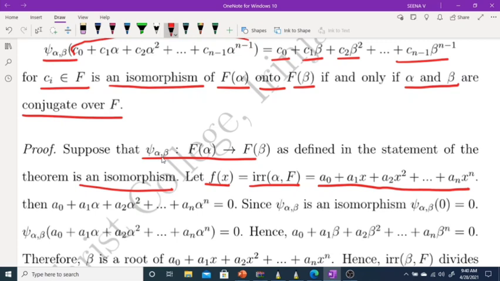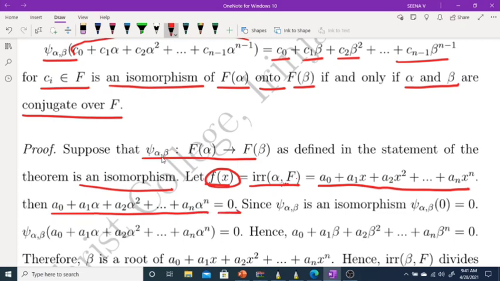Then, it is the irreducible polynomial of alpha over f, so clearly alpha must be a root of it, because it is the smallest polynomial having alpha as a root. That means f of alpha must be equal to 0. So what is f of alpha? You replace x by alpha: a naught plus a1 alpha plus a2 alpha square plus etc. plus an alpha raised to n equal to 0.